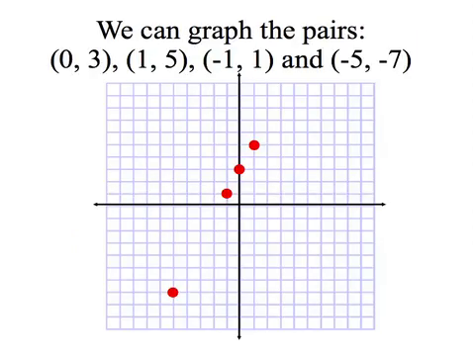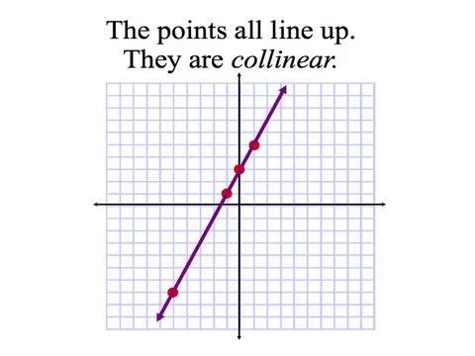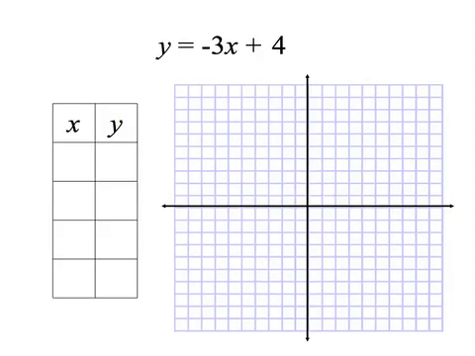We can graph these four ordered pairs, and you can see they line up. They're called collinear points. And we can draw a line through them, and we put arrows on each end of the line. The line represents the infinite pairs of points that are all solutions for this equation.